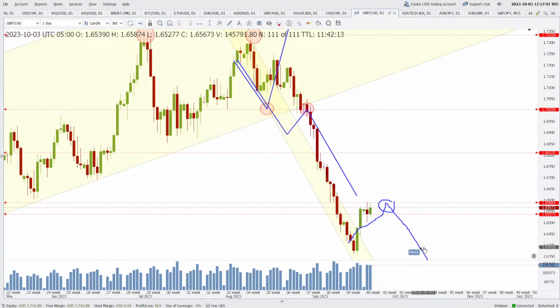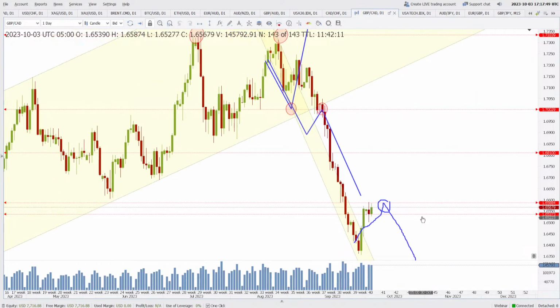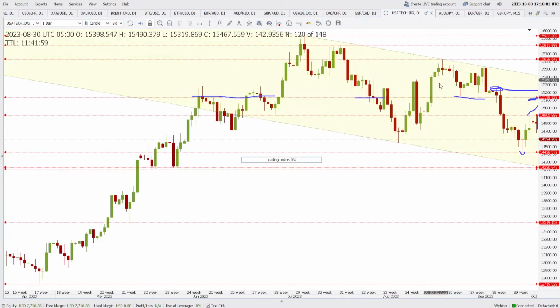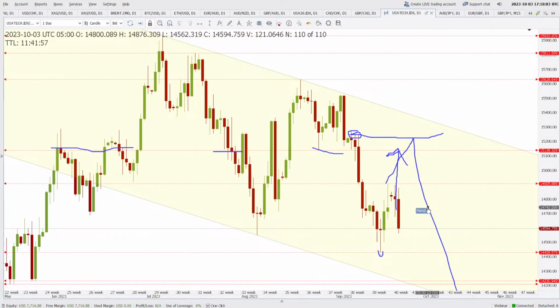Going back below to this area will lead the price to go even further down towards 1.6238, but if it goes beyond to the upside 1.6588, then 1.6810 will be exposed in this market. USA Tech is also going down just like the Dow Jones. The targets on the downside is 14,428 and resistance on the upside is 14,905.